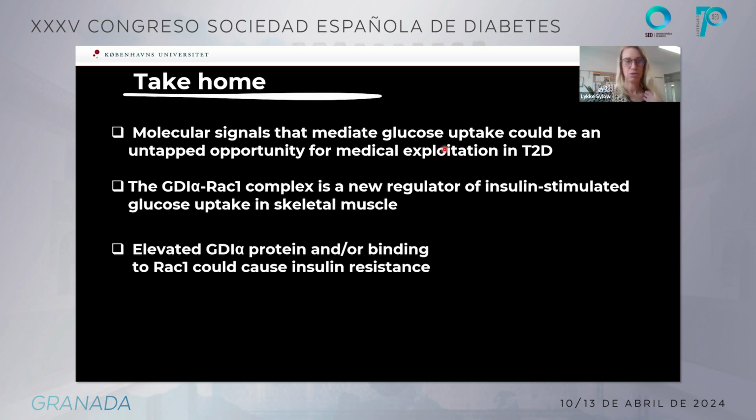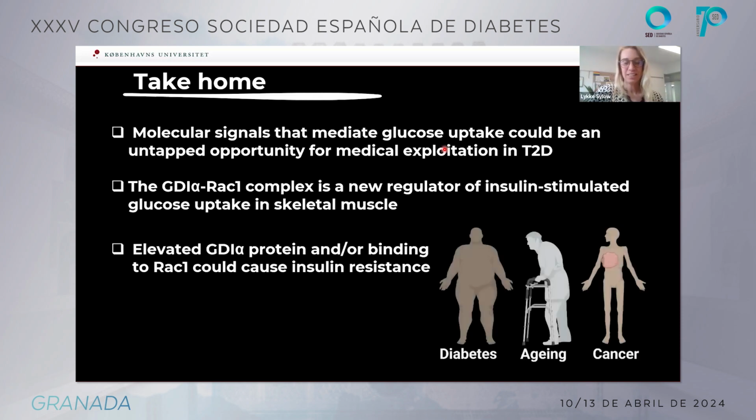And we know also that elevated GDI alpha protein and/or binding to RAC1 could cause insulin resistance. But of course, there's more work to be done. And I think that this is relevant in all insulin-resistant conditions: diabetes, but also aging and cancer. And these are conditions that we are exploring further in our trials.